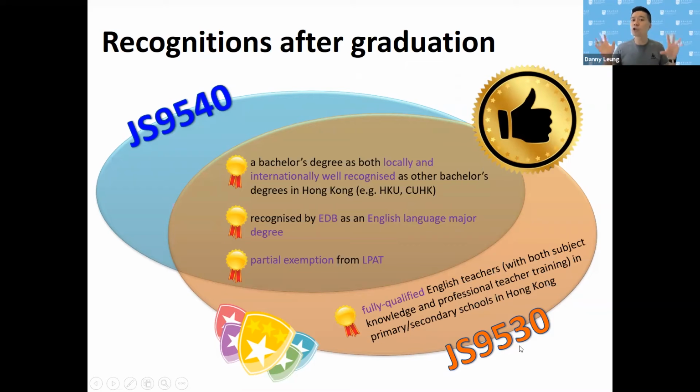You will obtain this after graduating from the English double degree. So to summarize, it's just like this. If you complete 9540 English single degree, you will have the English language major degree. And if you complete the English double degree, by the time you complete the program, you will have both the English language major degree plus the teacher training qualification. In other words, you will be ready to be an English teacher in either primary schools or secondary schools in Hong Kong. All right, so that's basically the recognitions of these two programs after graduation. Okay.